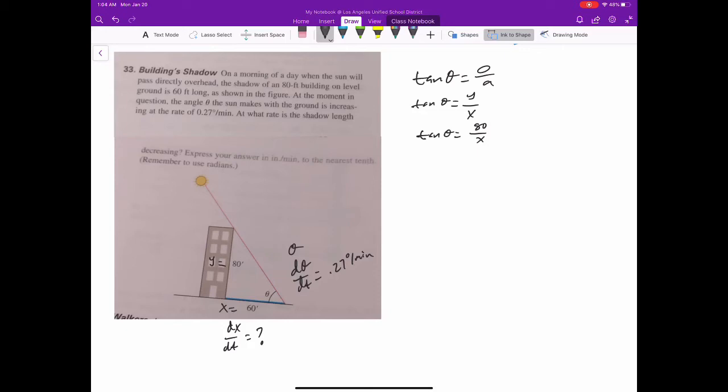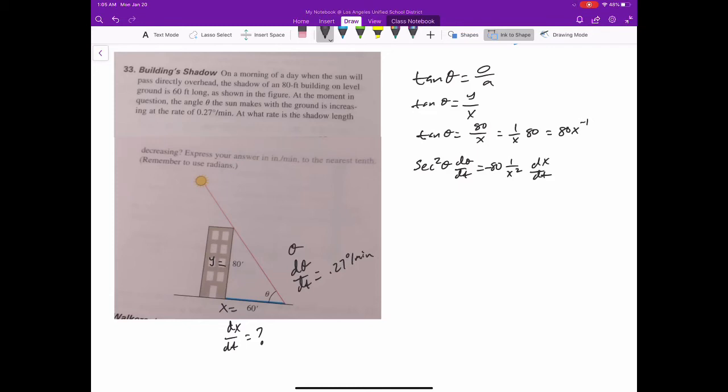Okay, we can take the derivative of this because we want d theta dt and dx dt, the relationship to time. So the derivative of tangent is secant squared theta, chain rule, d theta over dt, equals, you can rewrite this as 1 over x times 80. So the constant is 80, and the derivative of 80x to the negative 1 power gives us negative 1 over x squared, and then dx over dt.